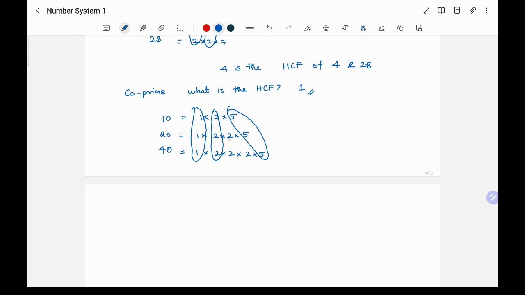So it should be there in all the 3 numbers. Just because this 2 is there, we cannot map it. So 1 into 2 into 5 is the HCF of these 3 numbers. What is it? So HCF is equal to 10. We can represent it this way: HCF of 10, 20 and 40 is 10.